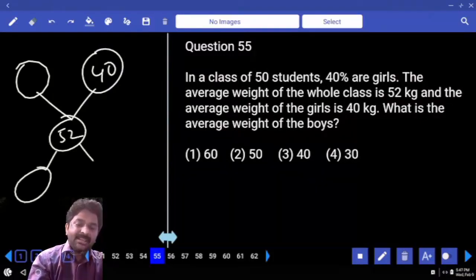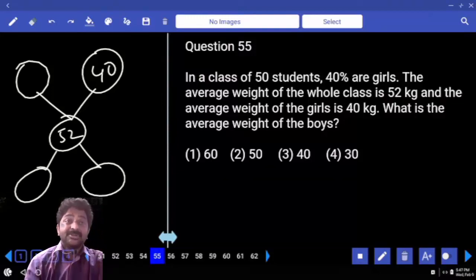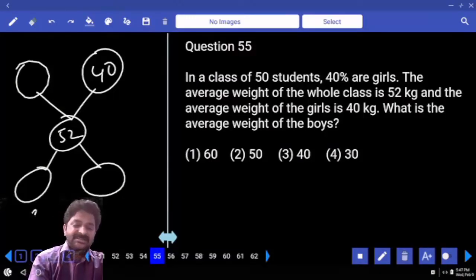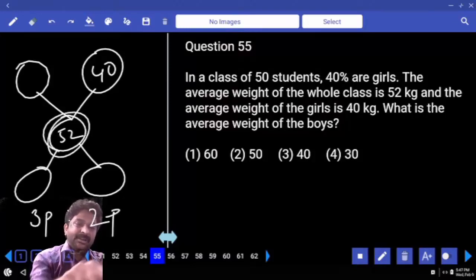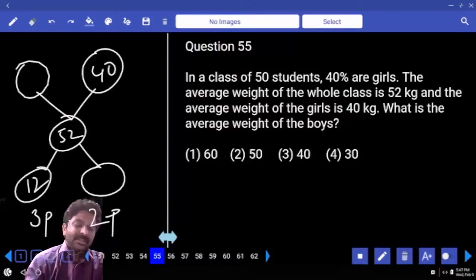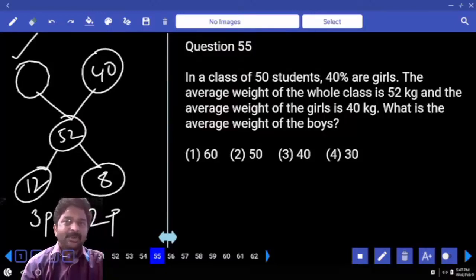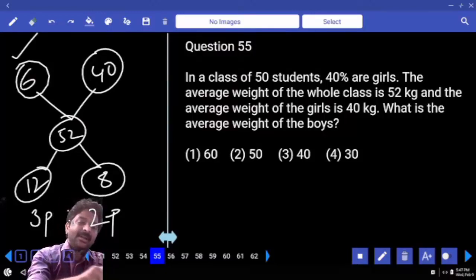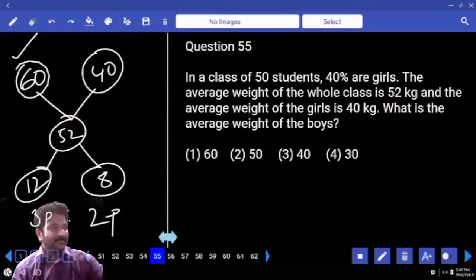When you go for alligation, you will get the ratio between boys and girls. That is 3:2, 3 parts and 2 parts. Correct? 52 and 40 difference is 12. If 3 parts is 12, 2 parts is equal to 8. Then this number must be more than 52 by 8, right? And it must be 60.